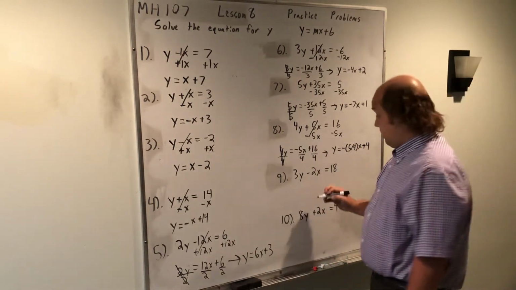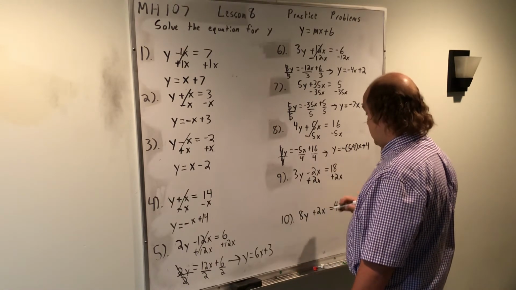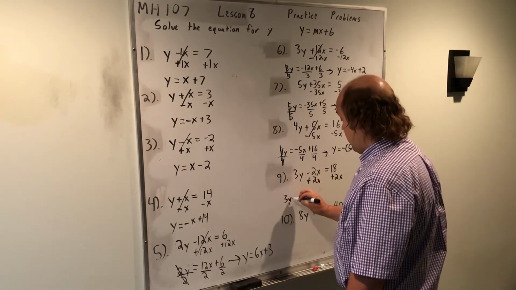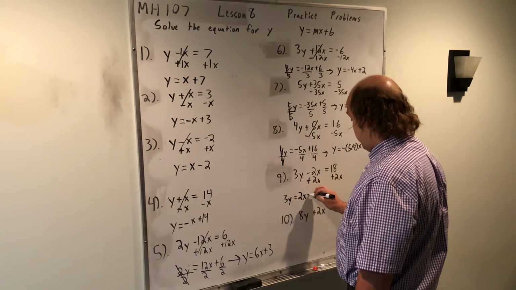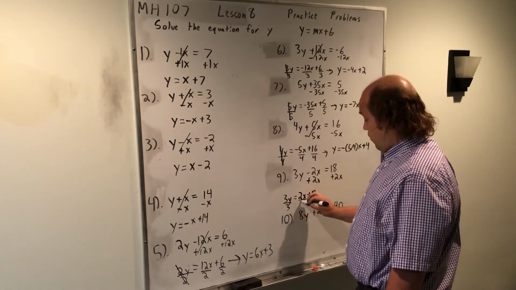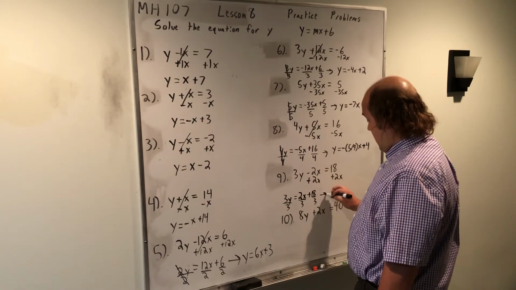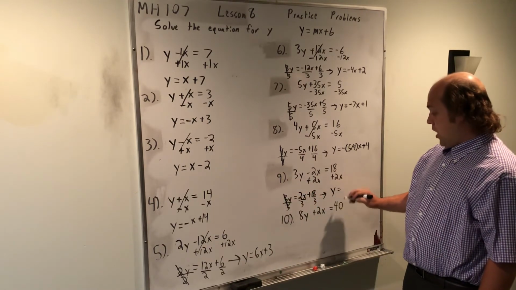Same idea in problem 9. I start by moving the x term, plus 2x, plus 2x. That leaves me on the left-hand side with 3y, on the right-hand side with 2x plus 18. I can then divide everything by what's in front of the y, in this case 3. And that will get me to my final answer, where the 3's go away and just leave me with y.